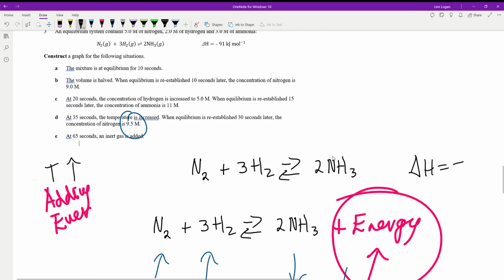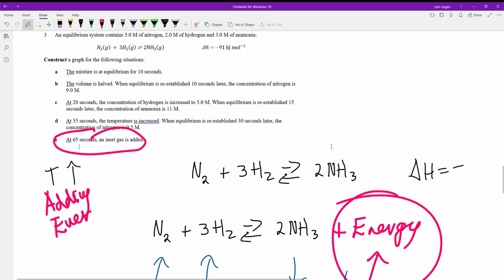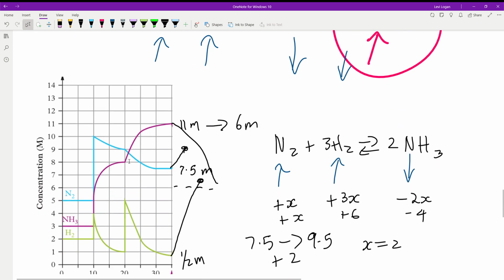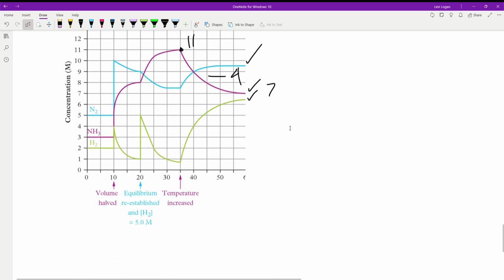Okay. Alrighty. At 65 seconds, an inert gas is added. Now, this, because it's not in our equilibrium system, it's actually not going to change anything at all. So the graph will actually continue along like this.